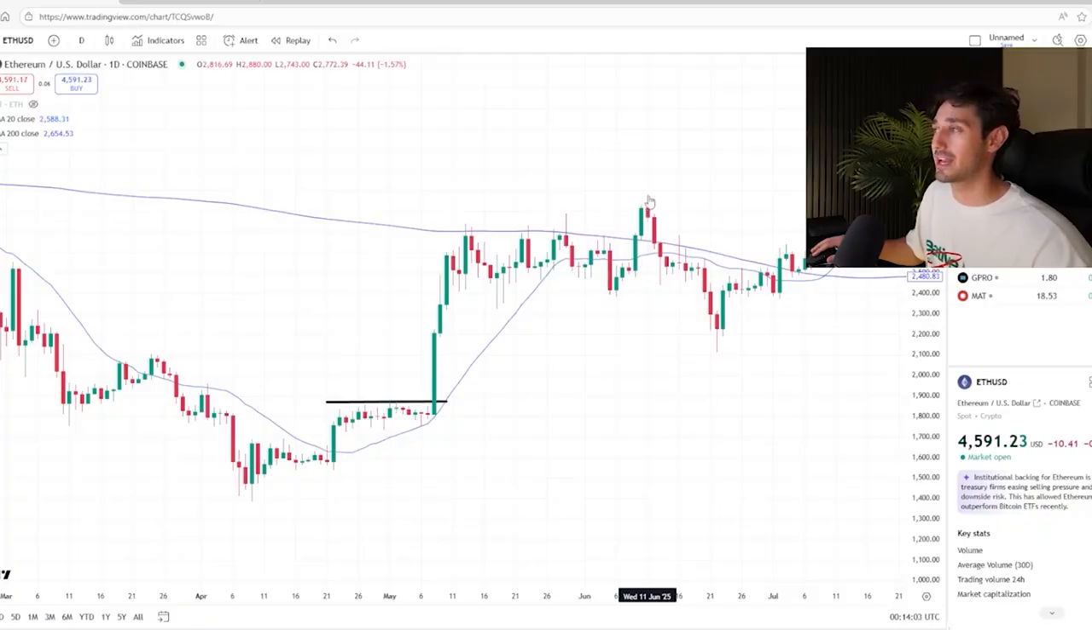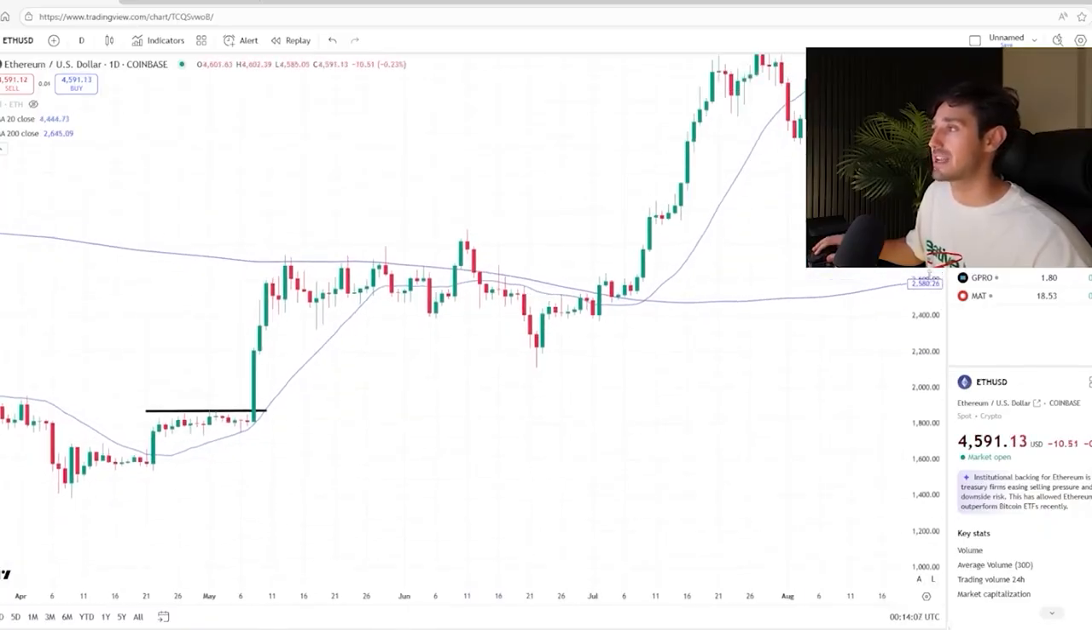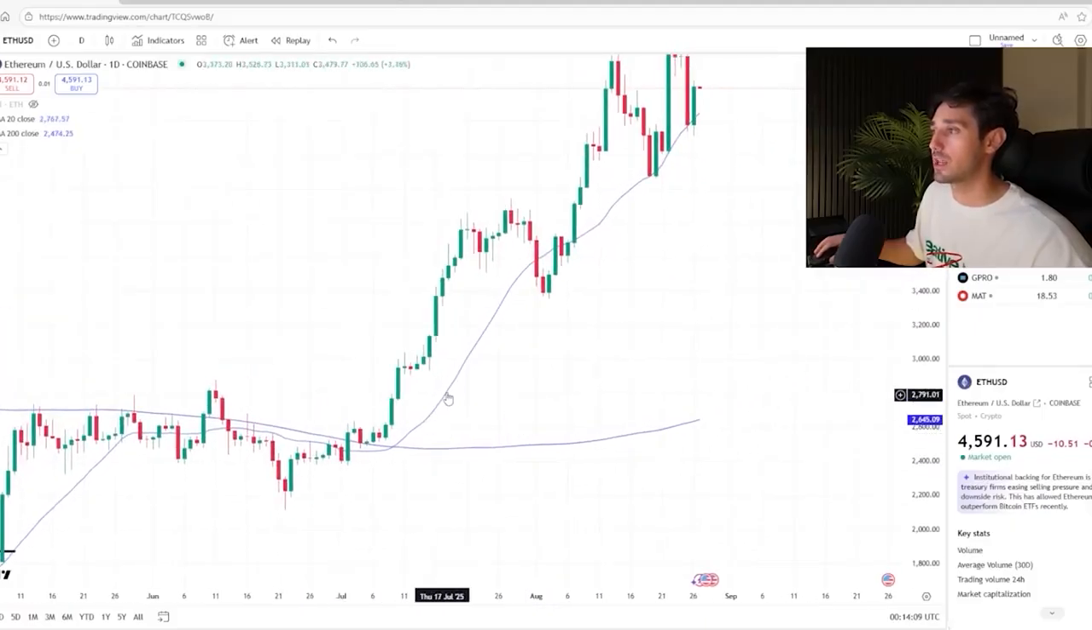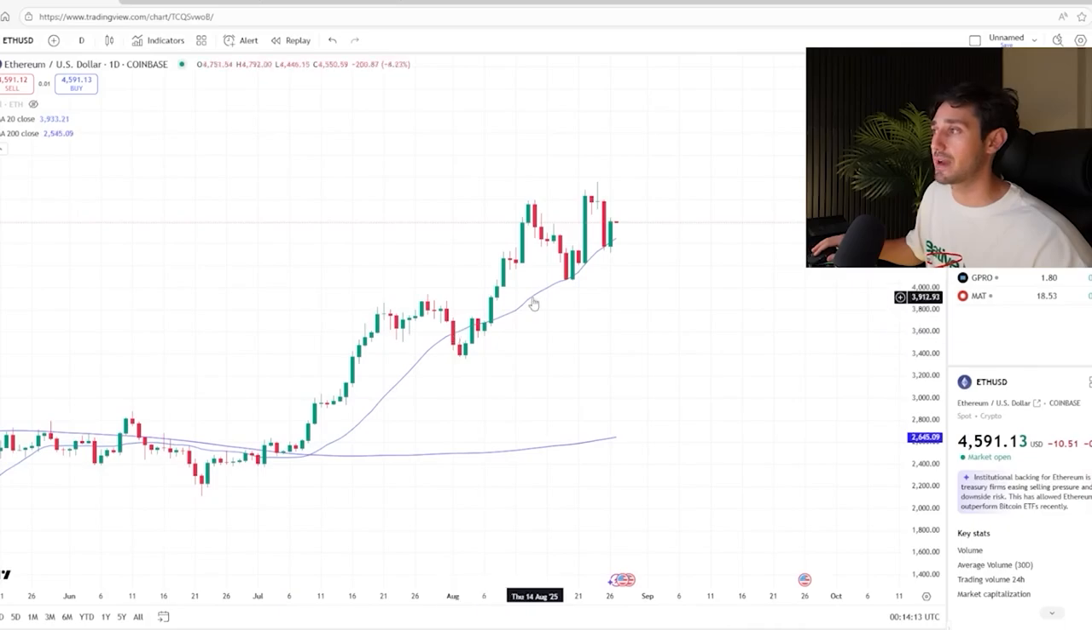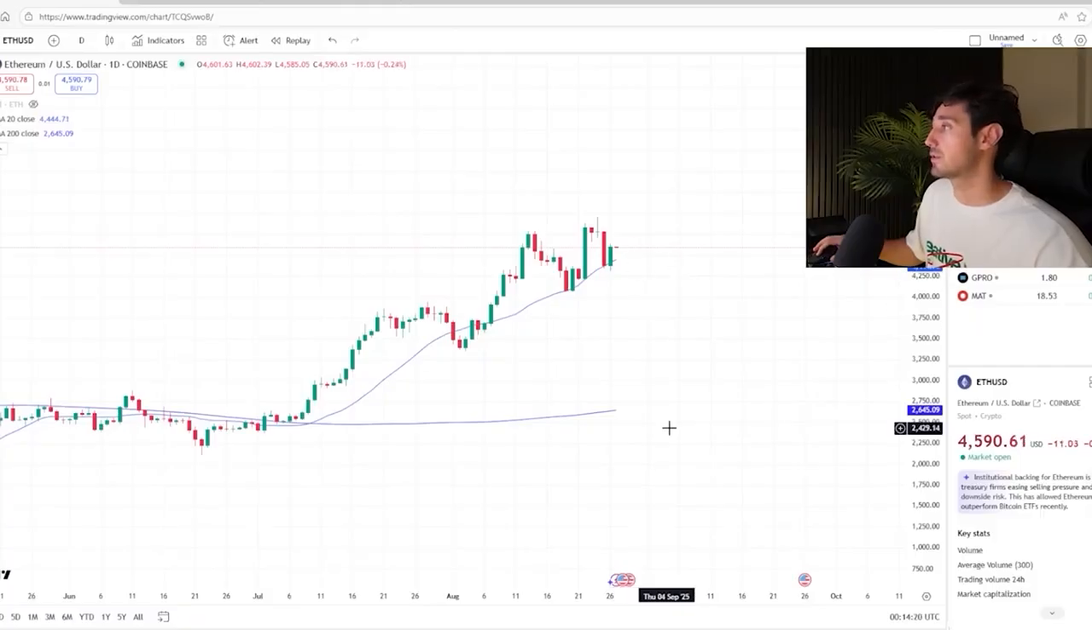Here we broke through. We kind of had a fake out and then a fake out to the downside. The 20 MA is flat, so it's not that useful. And then as soon as the 20 MA begins rising and trending under price, that's when Ethereum starts respecting it and it resumed the uptrend. And I'm still expecting much higher prices for Ethereum.